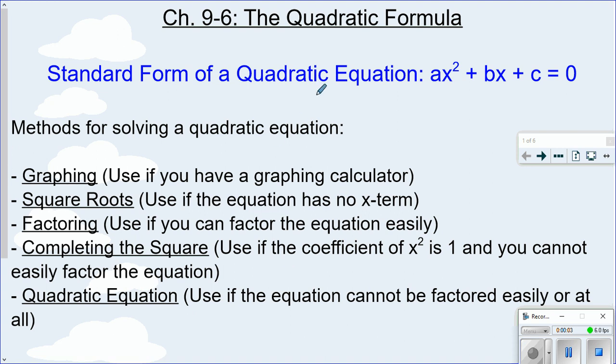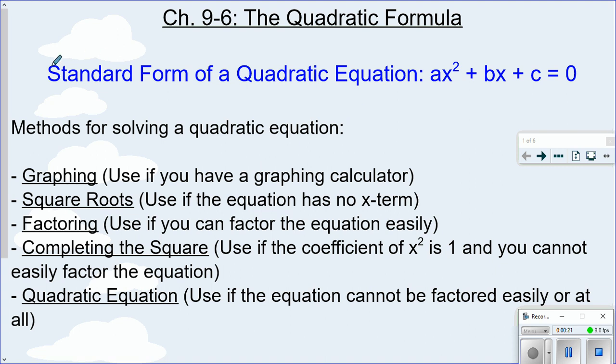All right, this lesson comes from Chapter 9, Section 6 in my student's textbook, and it's about the quadratic formula. I'm going to break this lesson up into two parts. So part one, I'm just going to introduce the quadratic formula and show you how to use it.